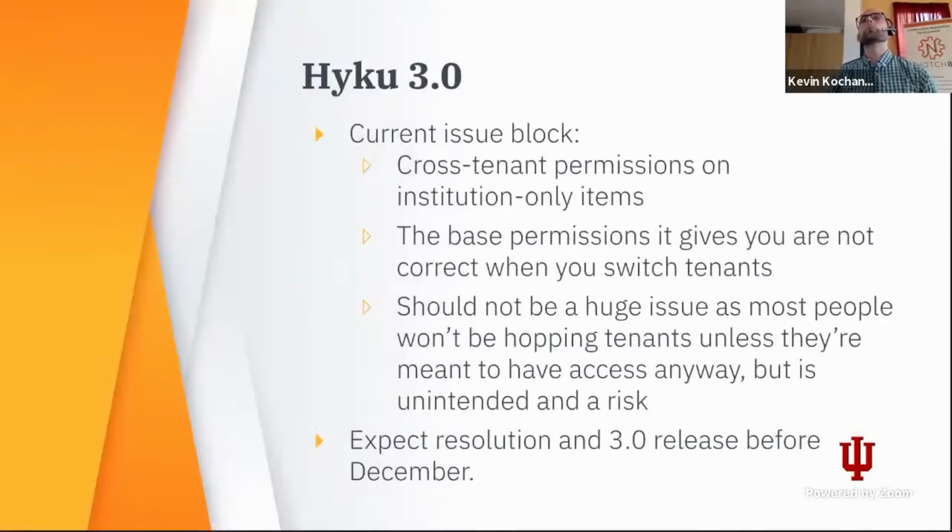The thing that's held this up a little bit was that in the 11th hour, we discovered an issue that the community decided was worth holding the release for as it gets resolved. This is that there was a cross-tenant permission issue that was only applicable to institution-only items, not public or private items. The base permissions that it gives you may not be correct when you switch tenants. So that's a pretty isolated situation. Most people are not going to be switching tenants unless they have the same permissions across those tenants anyway, but it is unintended and is a potential risk. So we wanted to clean that up before releasing the new version of the software. We expect resolution for that and a 3.0 release before December.